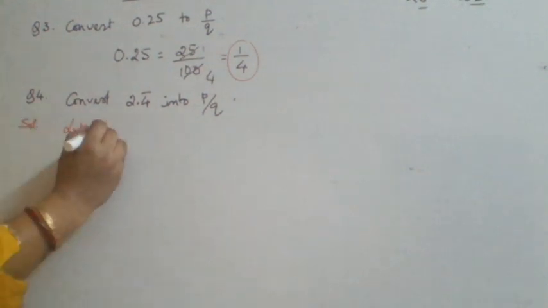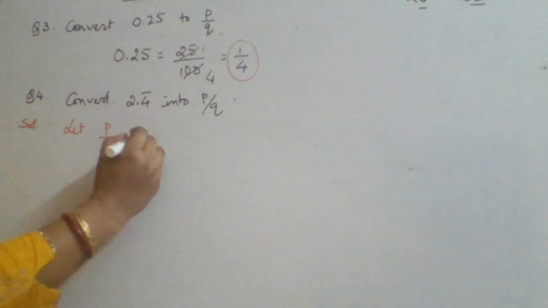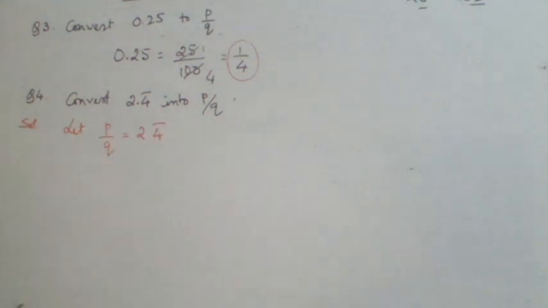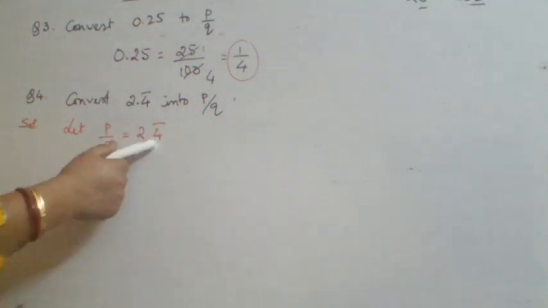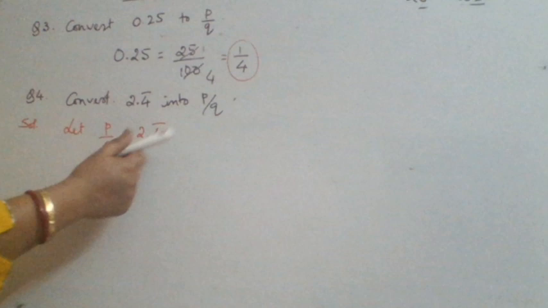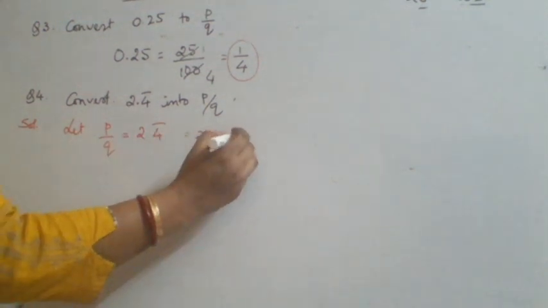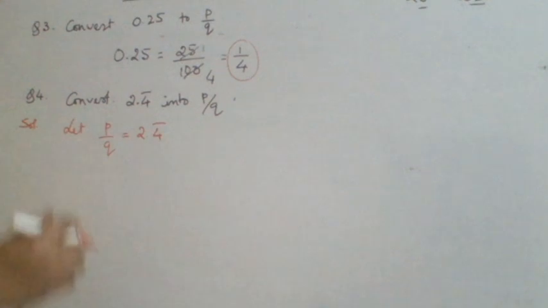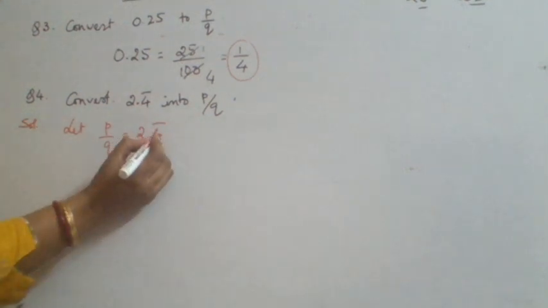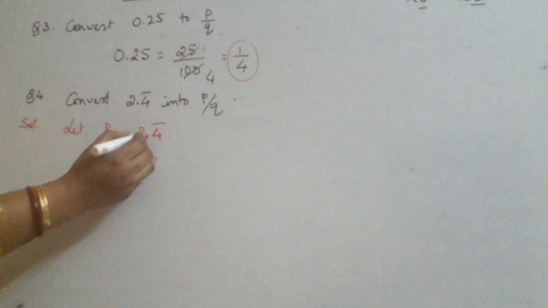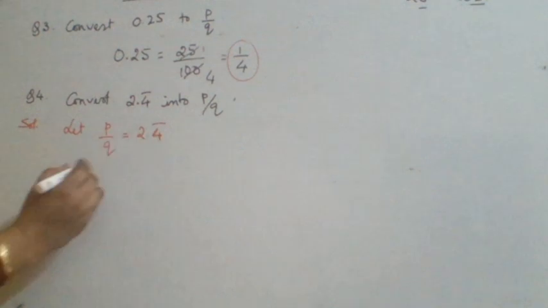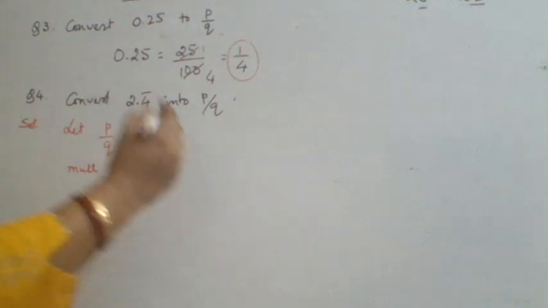Let p by q be equal to 2.4 bar. Now because this is one place of decimal, this is actually equal to 2.444, like this, so we put bar. This is called your recurring decimal, that is your non-terminating but repeating decimal. Now you see there is just one digit which is repeating, that is your 4. So because one digit is repeating, we multiply it by 10. This is your, say, one part.